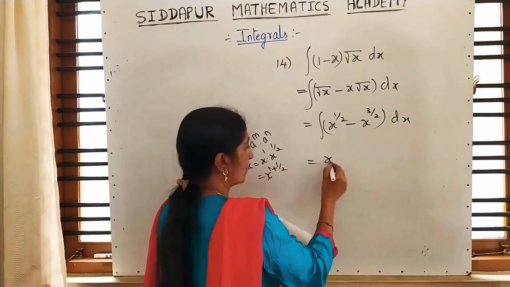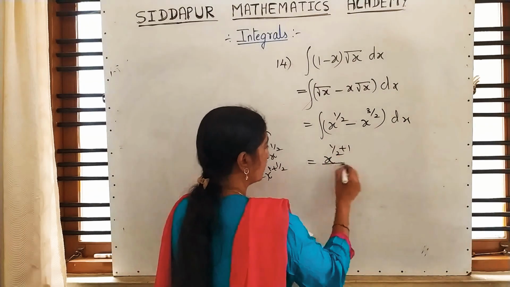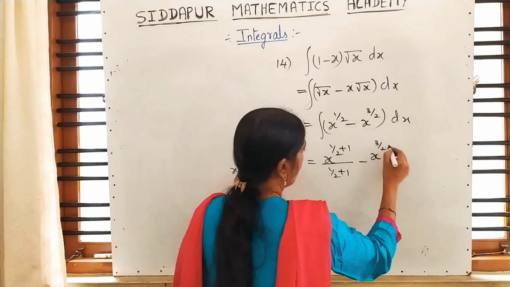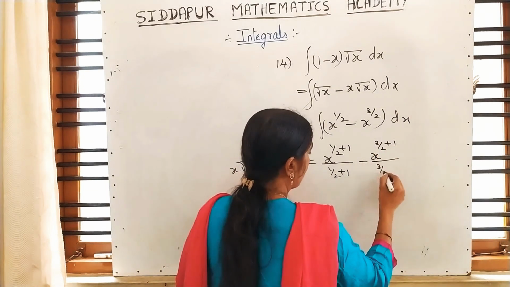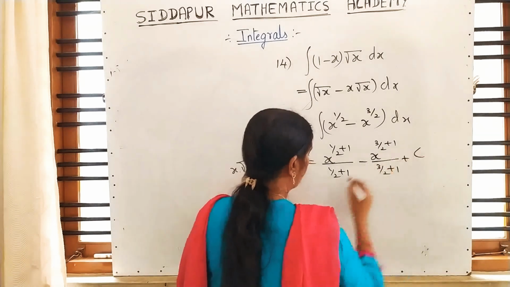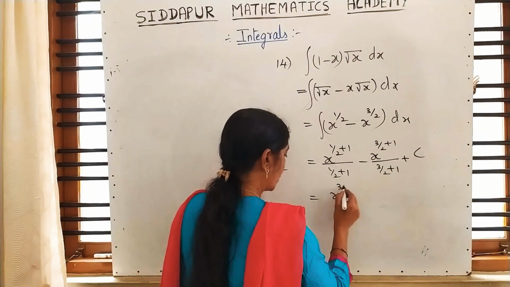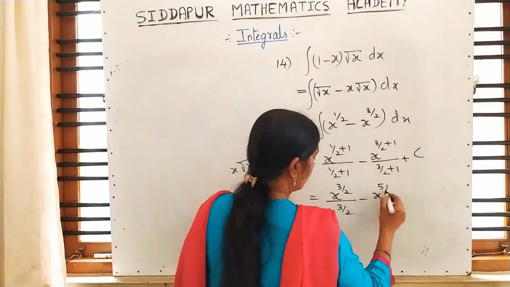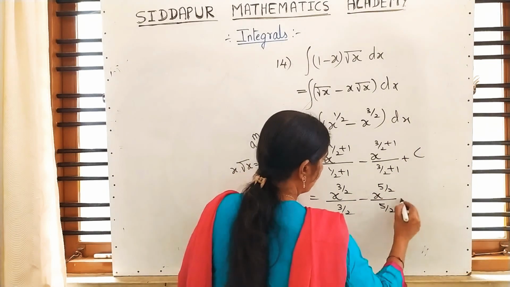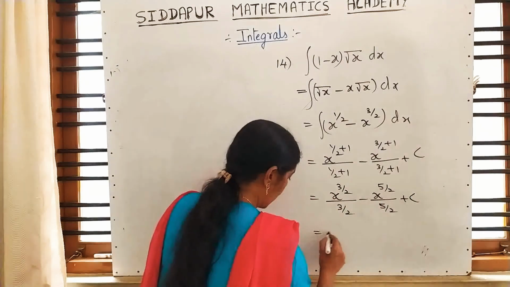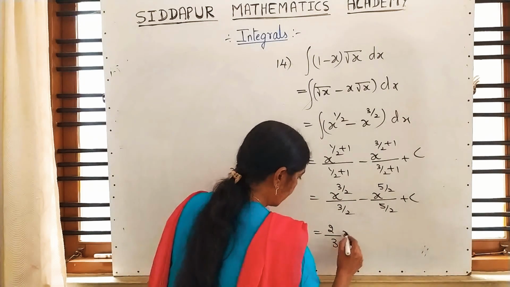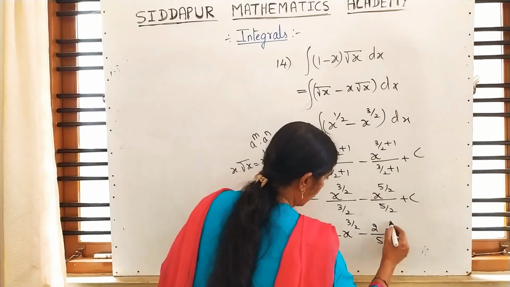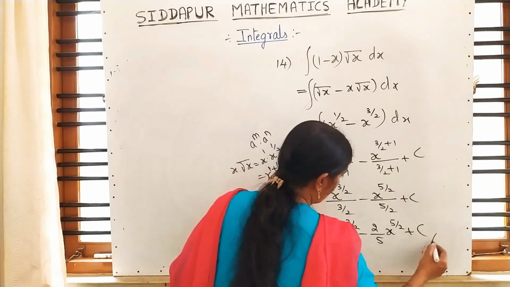x raised to half is minus x raised to 3 by 2 upon 3 by 2. Then 3 by 2 becomes 2 by 3. This is the final answer.